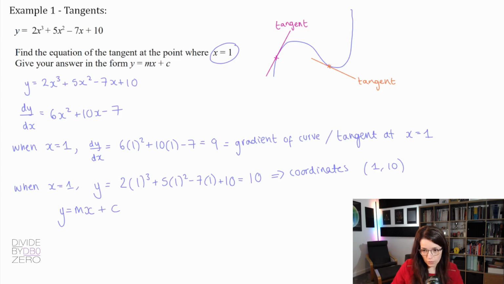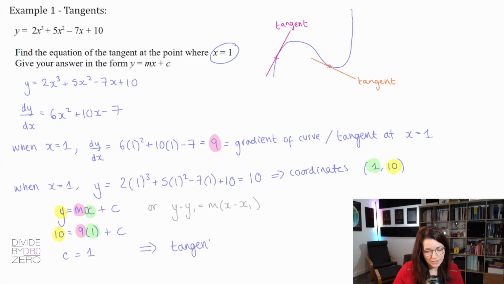At this point, you can use y equals mx plus c, or some people might prefer to use the y minus y1 equals m(x minus x1) formula. It's up to you. I'm going to use y equals mx plus c. So 10 equals 9 times 1 plus c. I'll just show you where all of that's coming from. The y was 10 because we worked that out here. Gradient m was 9 and x equals 1 in the question. So now we can solve for c, and c ends up being 1. Therefore, the final equation of the tangent is y equals 9x plus 1.